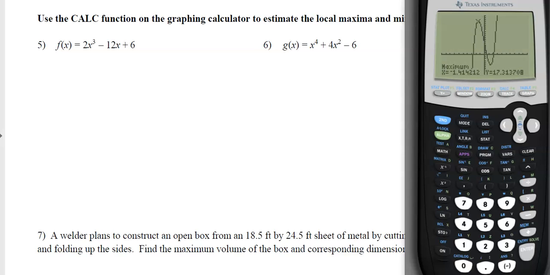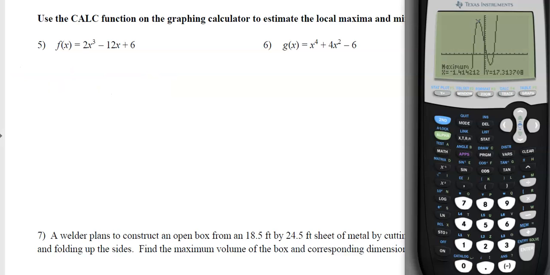It tells me that for my x value, I have negative, let's just call it 1.4. And then for my y value, so this is our local max, the nearby max, it's at 17.3. So that's our local top. Well, now let's go get our local bottom.